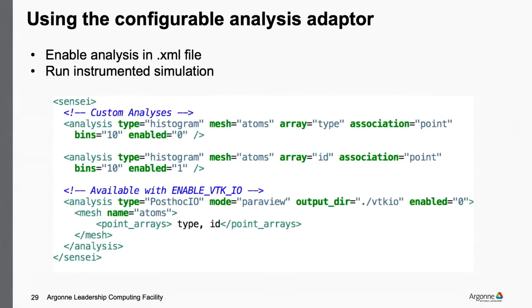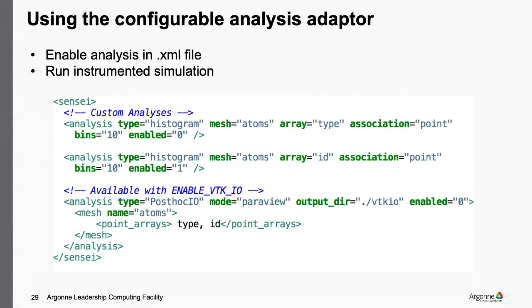And this is what the XML that you pass to the configurable analysis adapter looks like, right? So it's really easy to read here. In this case, you are requesting a histogram, for example. You want to get atoms as your input mesh. From atoms, you're going to use the atom type as the field that you're going to do a computation with. And you're defining 10 bins for your histogram, right? And enable is a flag that you can set to 0 or 1. 1 in this case is enabling a histogram by atom ID. And there's multiple of these analyses that you could be enabling here. So your XML file could be arbitrarily long.